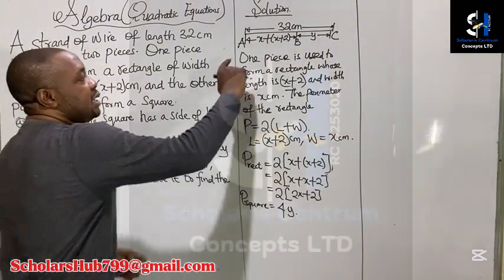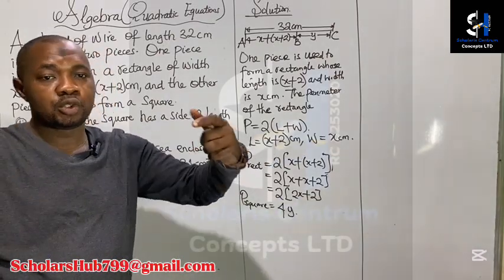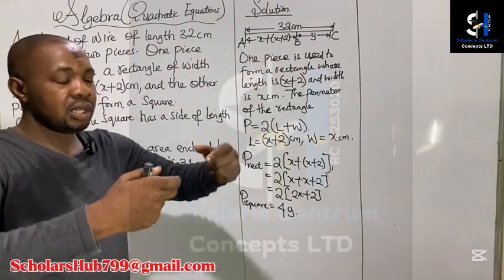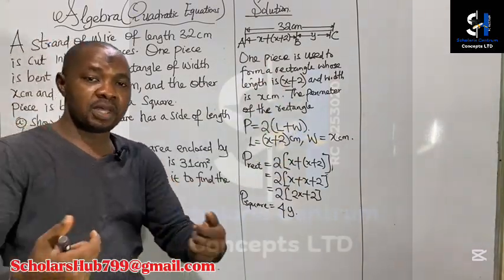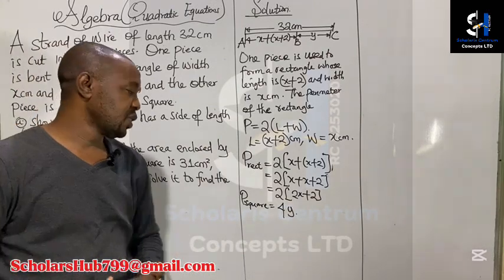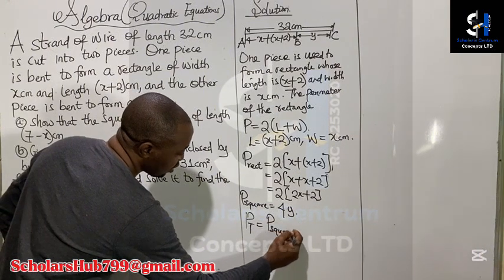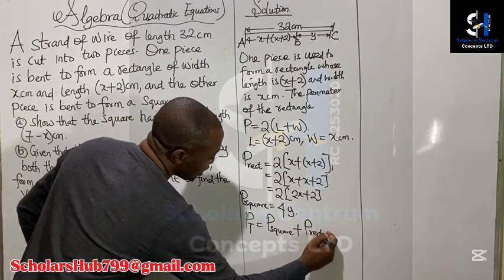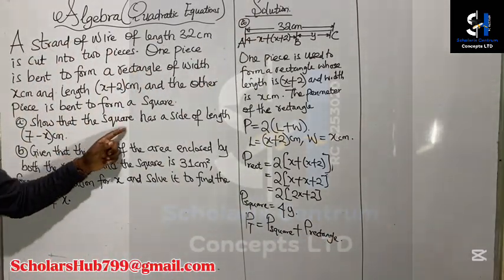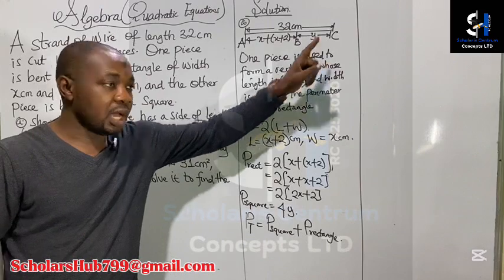So the length of the wire will be the total length of the two pieces of wire. One is AB, the piece used to form the rectangle, and the other is BC, used to form the square. So the total is the perimeter of the square plus the perimeter of the rectangle. Don't forget we want to show the square has a side length of 7 minus x, and that's why I use y, a different letter.